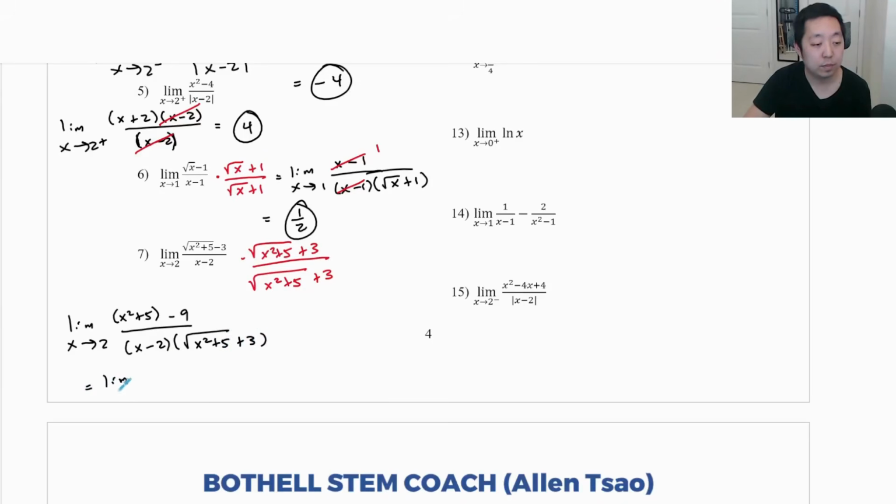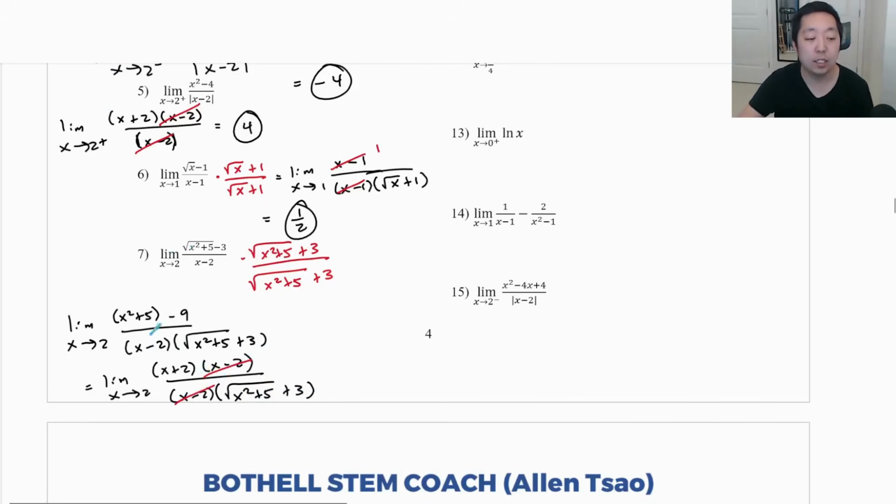Okay. This becomes x squared minus 4, which I can factor into x plus 2, x minus 2. And this is what you're always hoping for. You're always hoping to cancel that x minus 2 so that now you're not going to get 0 over 0 when you plug in. So you're going to get 4 on the top, and then 3 plus 3 is 6 on the bottom. So this is 2/3.